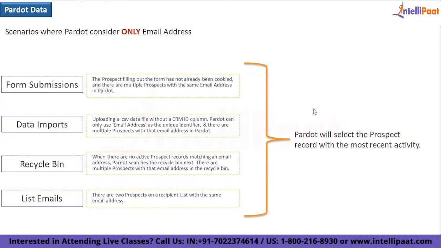Make sense? So this is about how and in which scenarios Pardot considers only the email address. Then with respect to email preference and hard bounces, whenever an opt-out or a hard bounce happens, what is the outcome? When there is an opt-out or a hard bounce, we don't need that prospect.